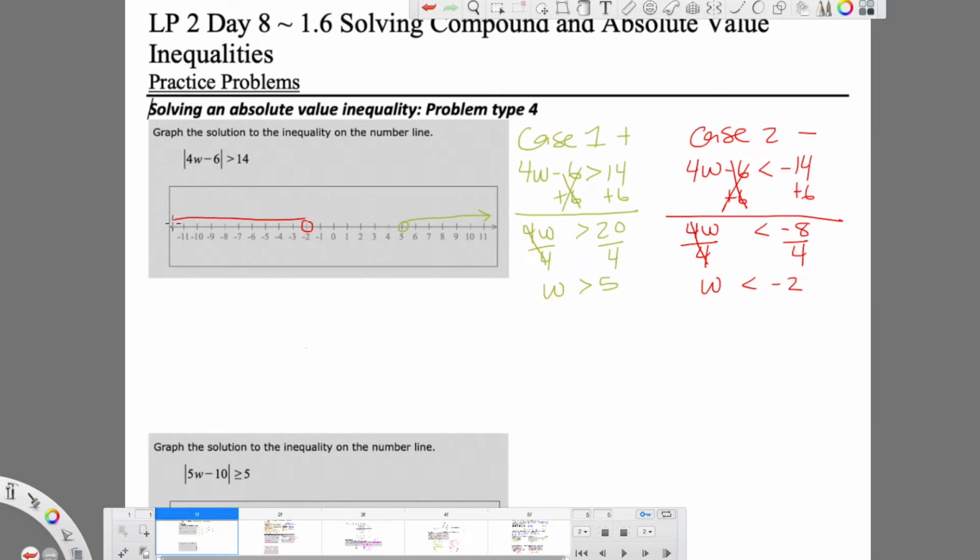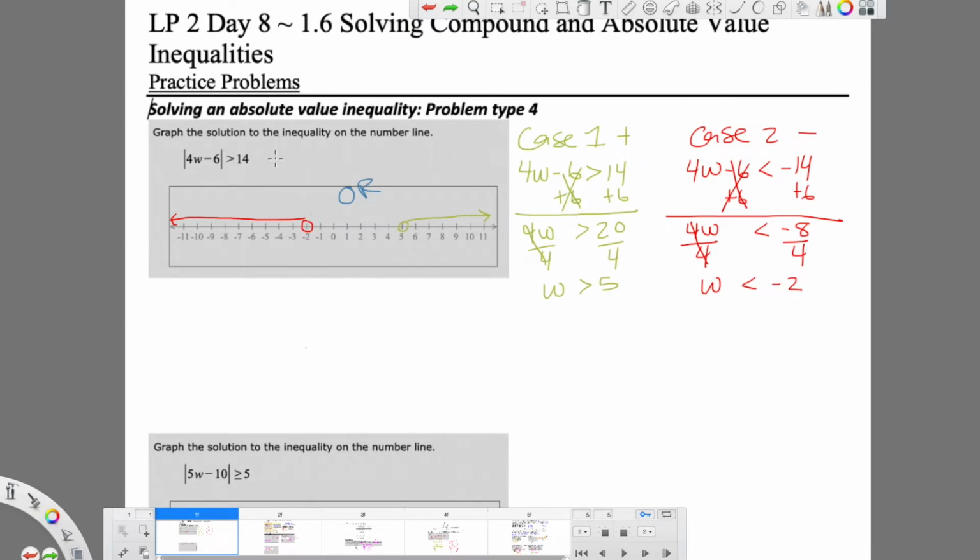So we just ended up with an OR statement because they're going away from each other. They're apart. There's this whole section that doesn't count. I wouldn't use that in the solution at all. I'm only going to be able to find one that meets either the less than situation or the greater than situation. I can't find a solution that meets both because they never cross over. So this is an OR compound inequality.